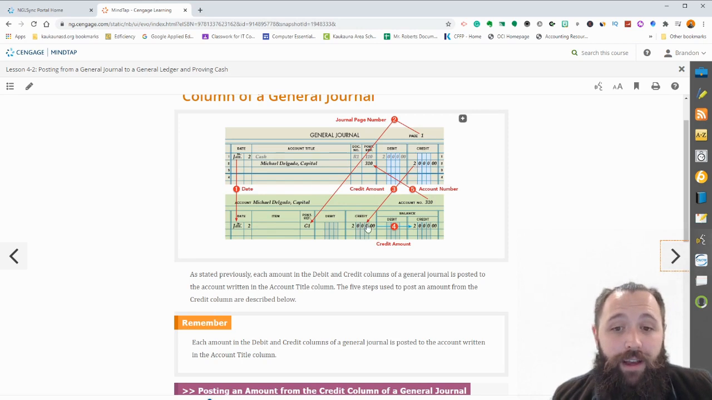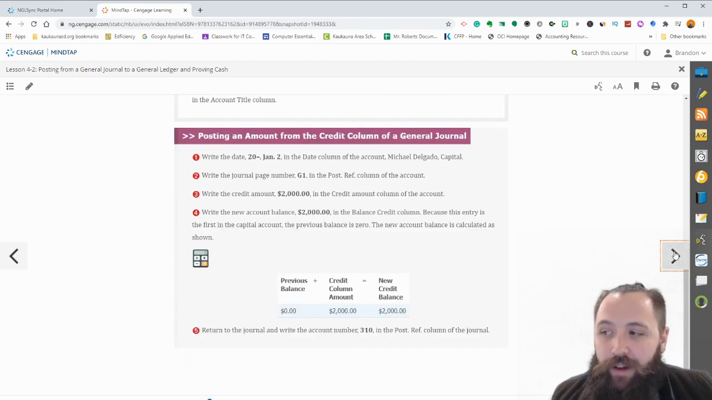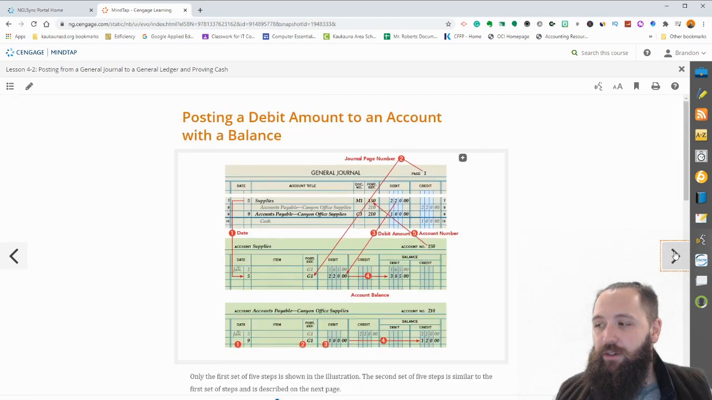So we credit that, and now we move our balance over, okay? Because this is the first transaction here for Michael Delgado, Capital, we're going to have a credit balance now of $2,000 because it was at 0. Now it's at $2,000. And then we move our account number into the post reference in our general journal. There we go. Nothing really different there, okay? It's all pretty much the same.